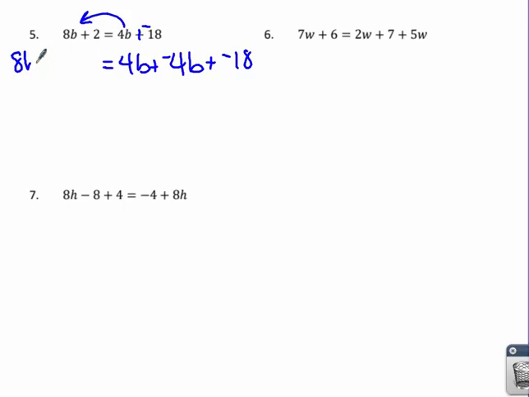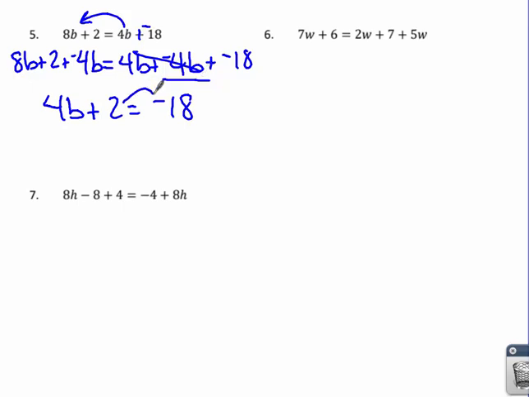So now we have 8b plus 2 plus the new thing from the other side, which was negative 4b. Okay, so now we combine like terms. The 8b and the negative 4b gives us 4b plus 2 is equal to, and then we bring down the 18 because our 4b's go away.